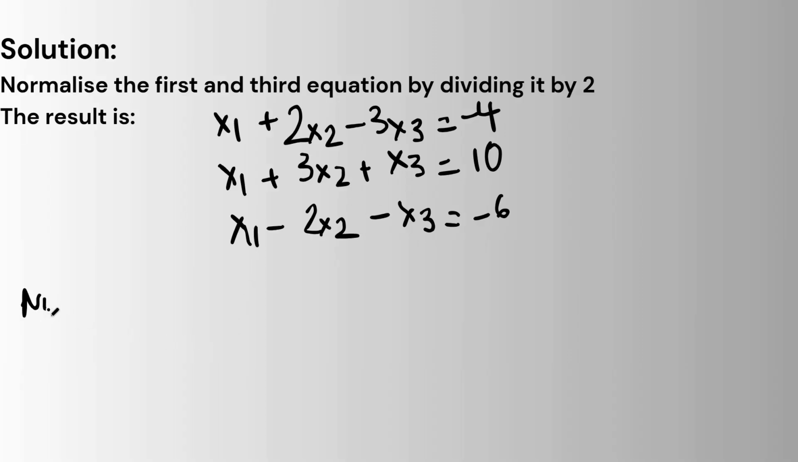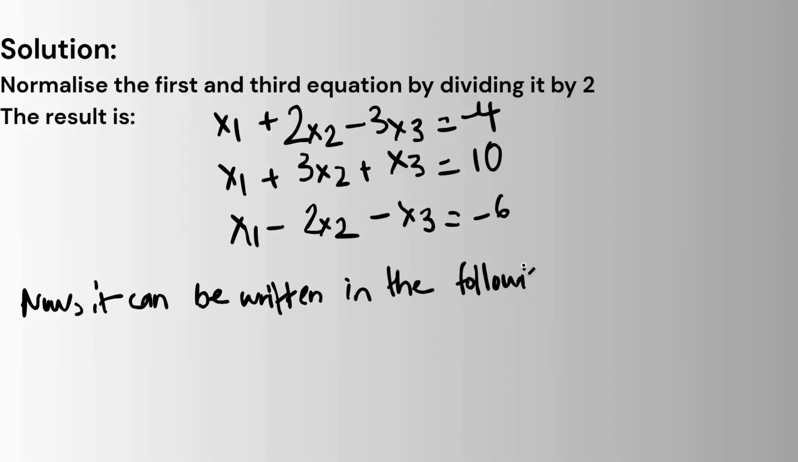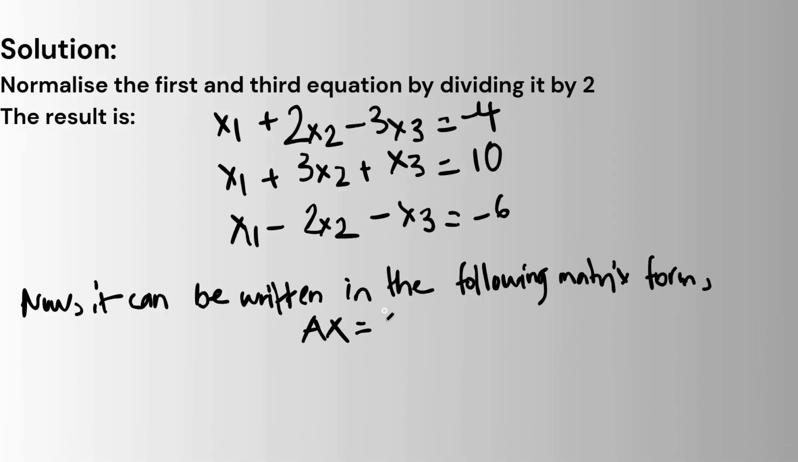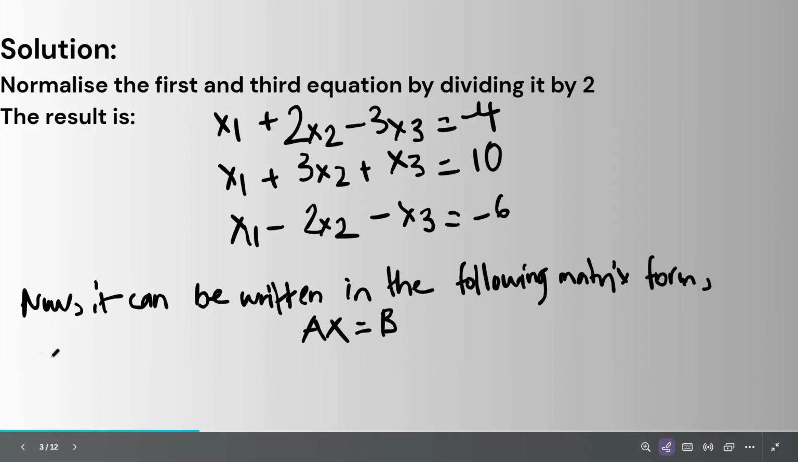Now it can be written in the following matrix form. The matrix form is AX equal to B.